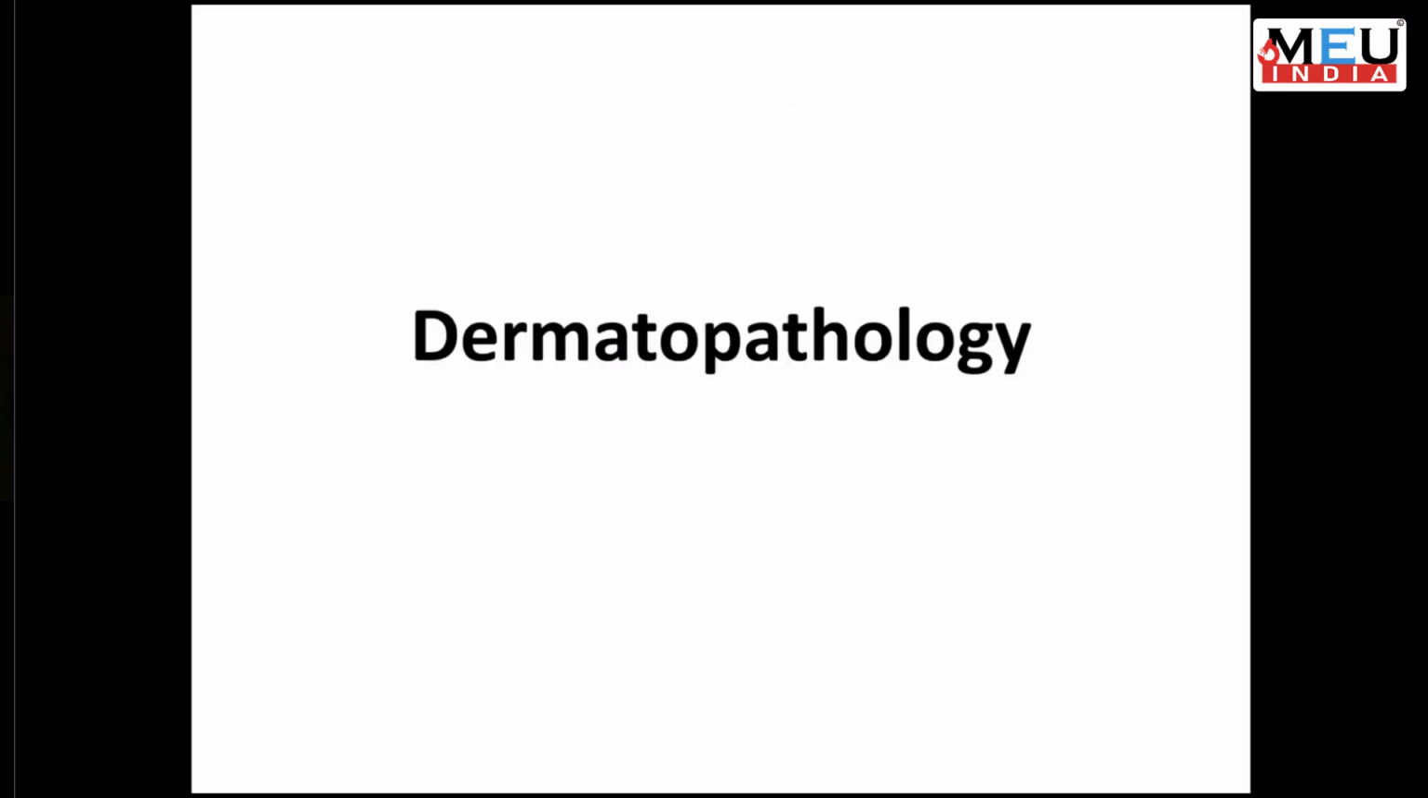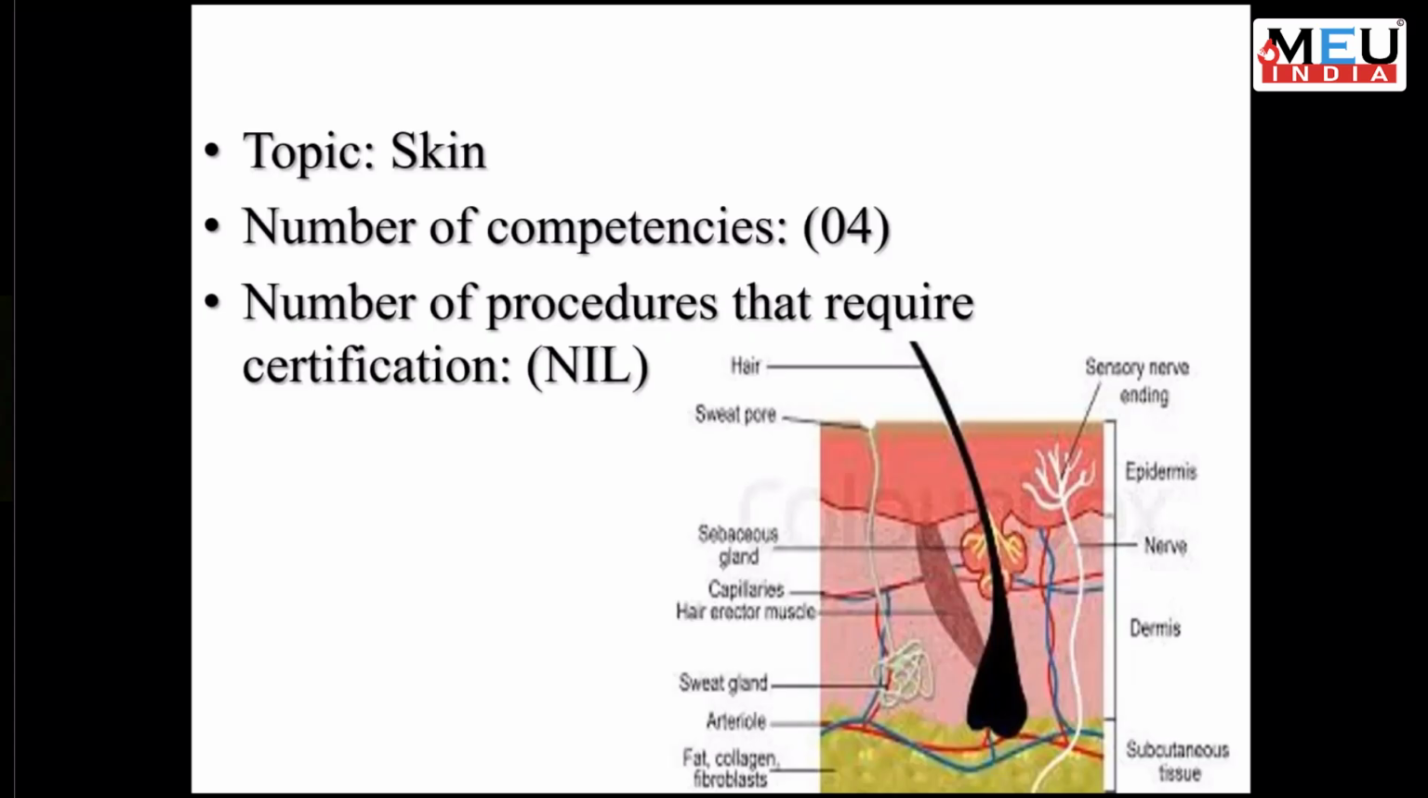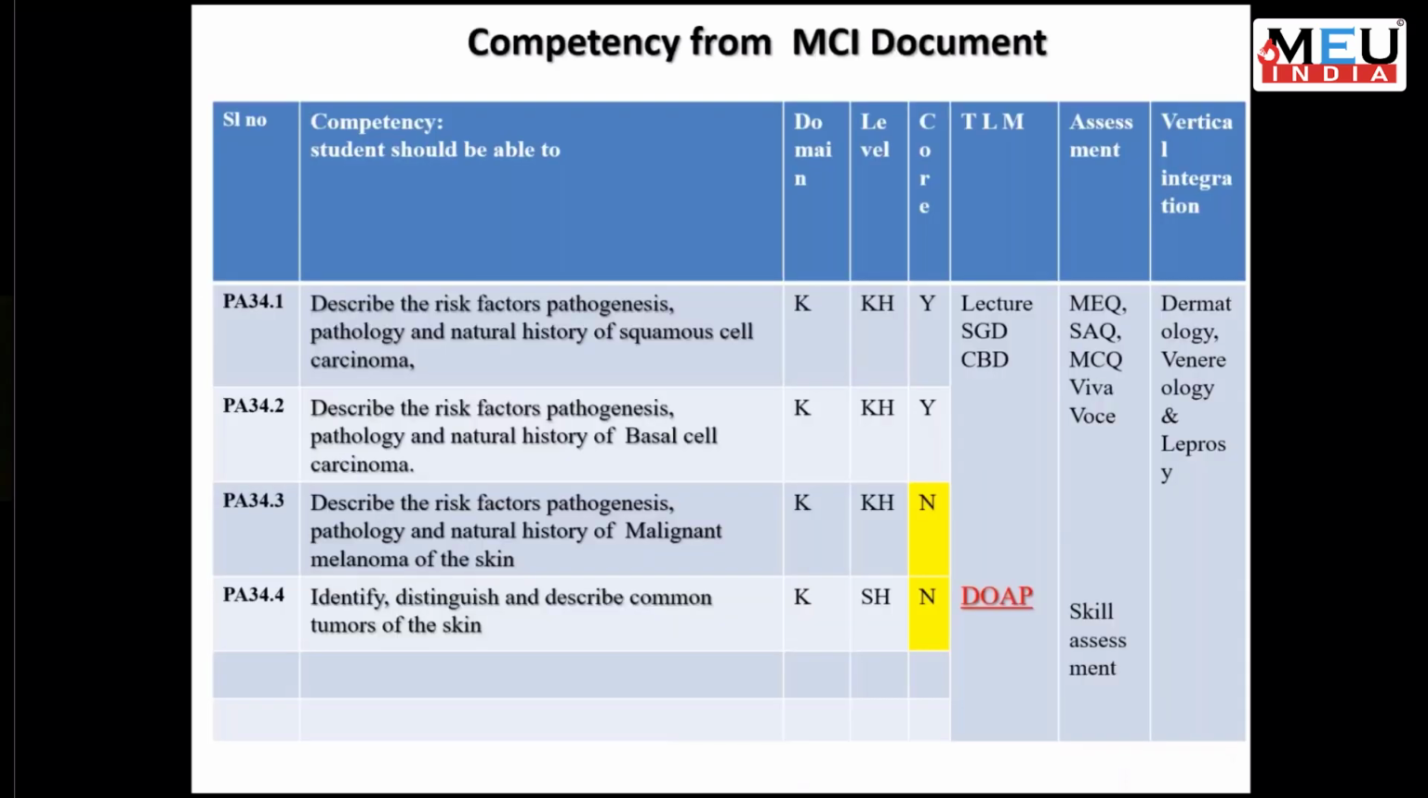We'll start the dermatopathology SLOs. The topic is skin. The number of competencies given here is 4. The number of procedures that require certification is nil. These are the competencies given by the NMC document, Pathology 34.1, 34.2, 34.3, 34.4. All are knowledge level, and the level will be knows how. Here they insisted on malignant melanoma and identifying common tumors of the skin as core competency, and the remaining are non-core. This will be put up as a DOAP session.